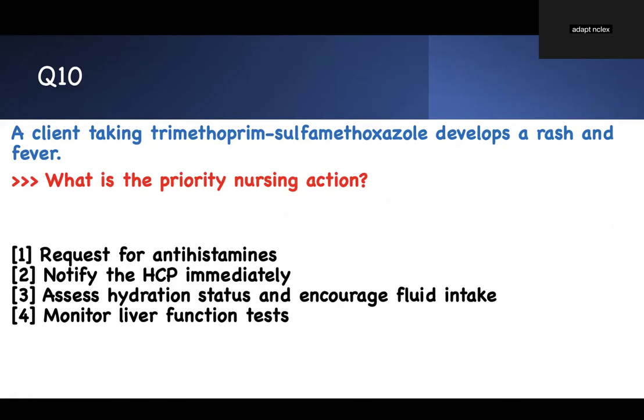Photosensitivity and Stevens-Johnson syndrome. I see a rash and fever, that's sepsis. Be sharp. What do you do? Give the antihistamine to take care of fever and rash that you know is sepsis? Let them drink a lot of water? Of course, yes, sulfur drugs cause kidney stones, but this is not kidney stones. Monitor liver function test, but this is not a liver problem. You should notify the healthcare provider.